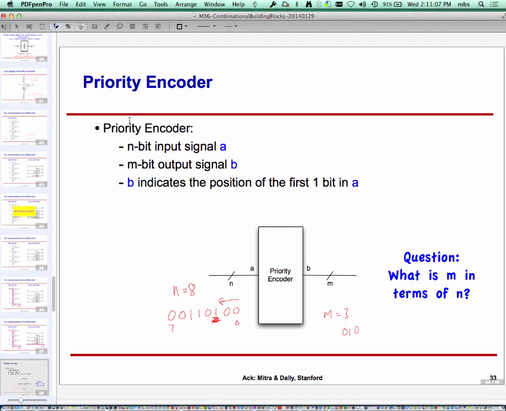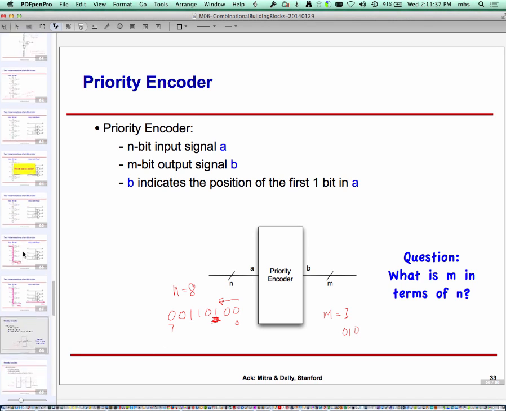In this particular example, which I had done last time around, I have 8 bits, and the pattern was 0, 0, 1, 1, 0, 1, 0, 0. We start from the right in this example, and we see that in bit position number 2, we encounter the first 1. So we want to output 2, as in 0, 1, 0. We want to output which bit position is the first one to have a 1.